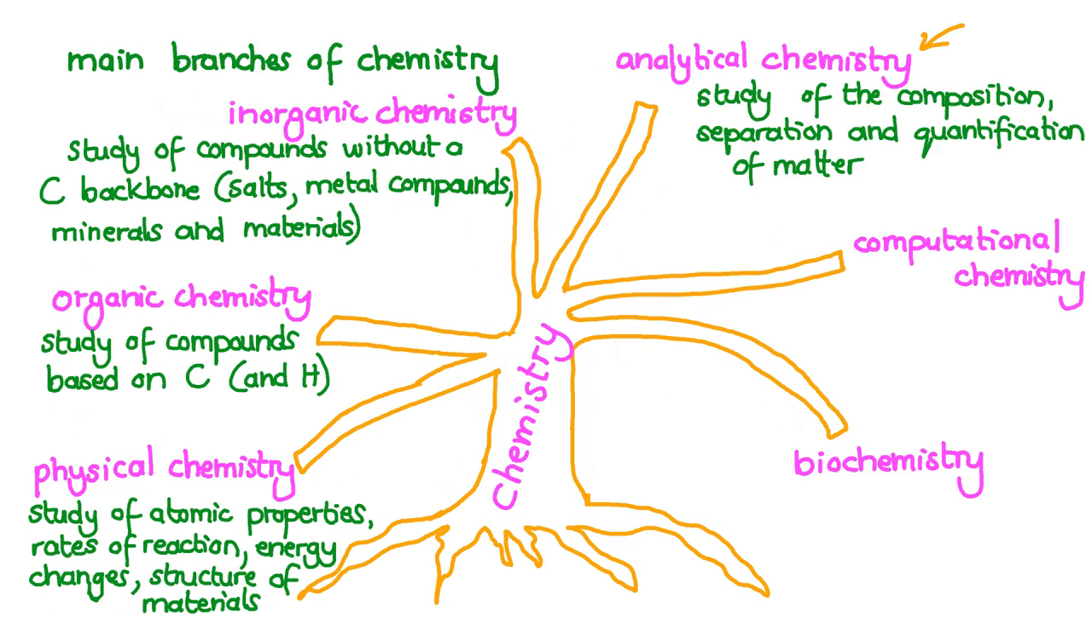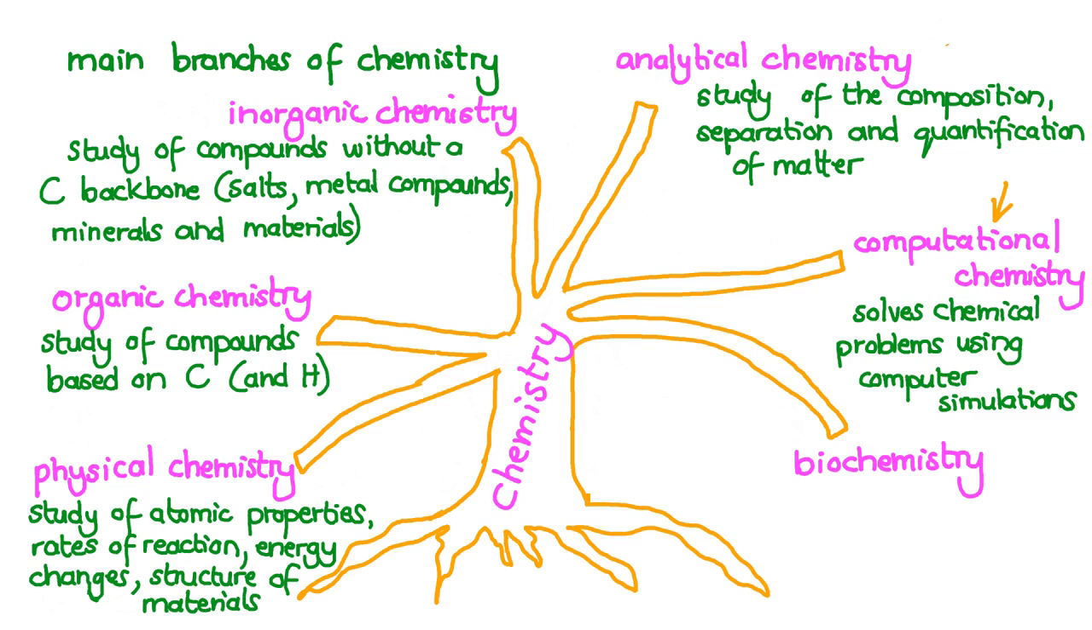Analytical chemistry is the study of the composition, separation, and quantification of matter. An analytical chemist knows how to separate the components of matter, how to identify these components, and how to determine how much of each component there is. Analytical chemists are often involved in forensic analysis. Computational chemistry is a field of theoretical chemistry which uses computer simulations to solve chemical problems.